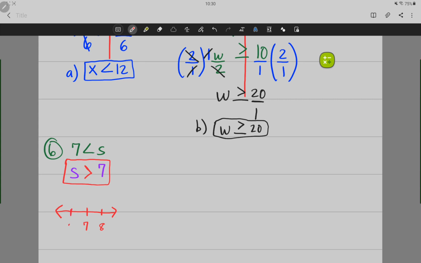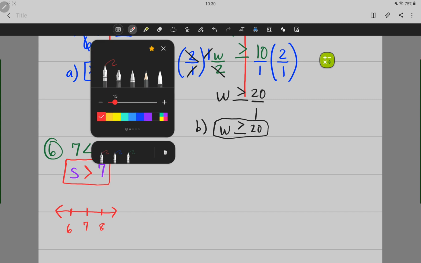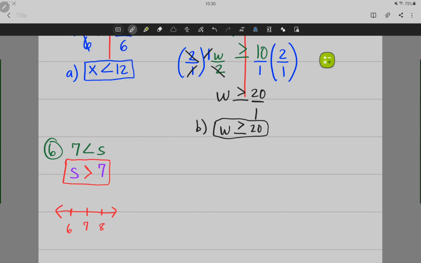Before 7, or less than 7, is 6. Now we need our circle. We're going to put it on our solution of 7. It's open because it just says greater than. Remember, if it's less than or greater than, you're going to have an open circle. Less than or equal to, and greater than or equal to, have closed circles. There's no line, it doesn't say or equal to, so it stays open, and it's pointing to the right. So we go shading to the right on our arrow.